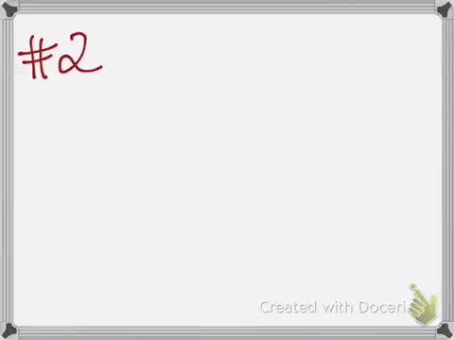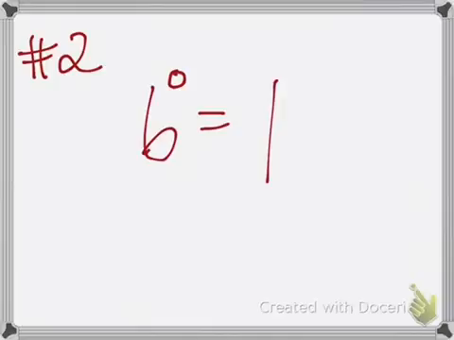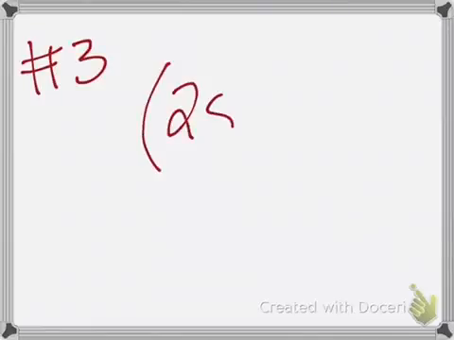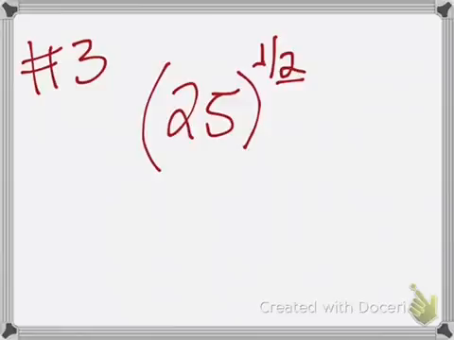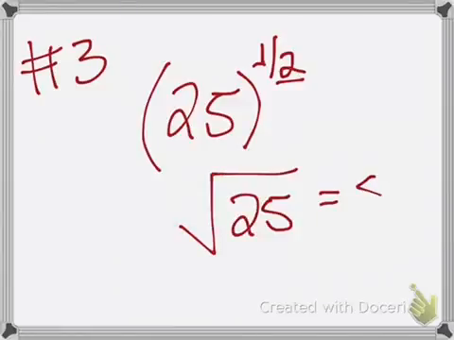Problem number 2, it's 6 to the 0 power. We said anything to the 0 power is going to be 1. Now for number 3, we have 25 raised to the 1/2 power. So we need to remember that the power is 1, so I don't need to adjust the number at all, and the root is 2. So we are looking for the square root of 25, which is 5.